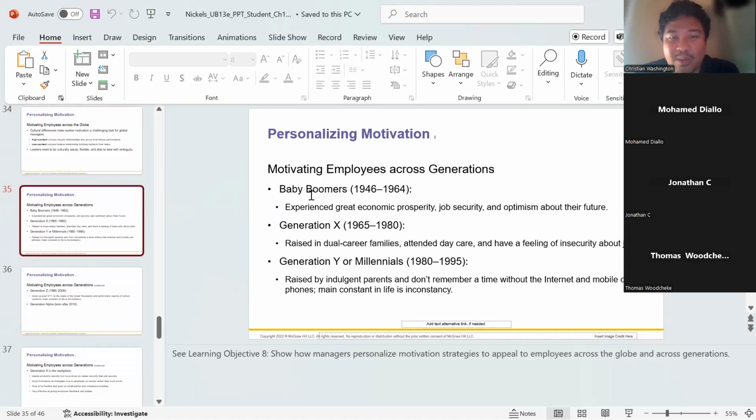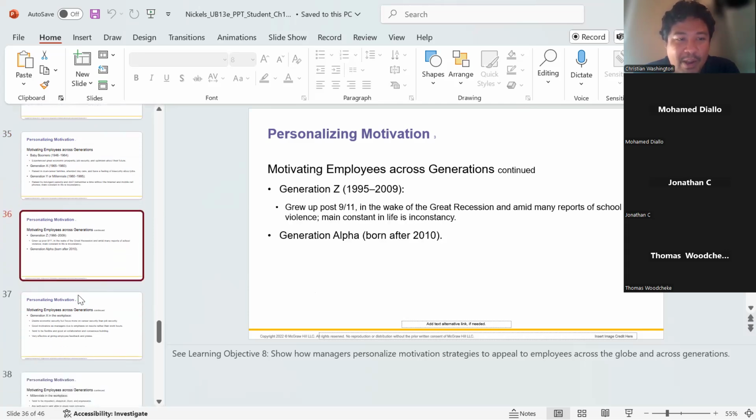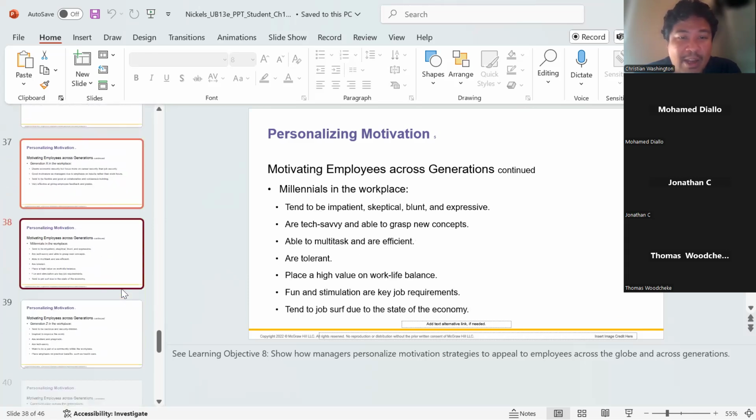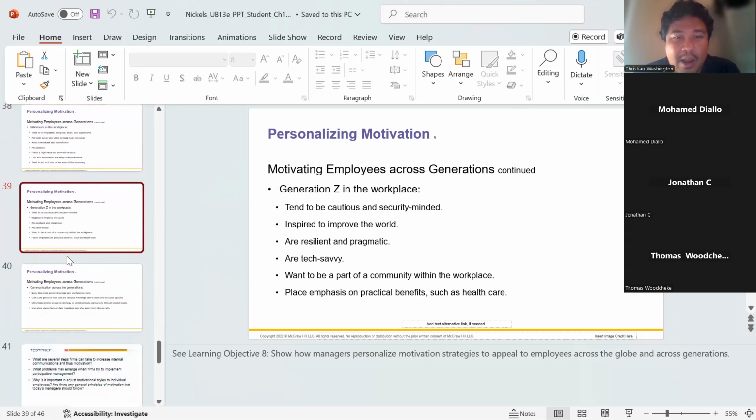So baby boomers are going to be different than Gen X, Gen Y, millennials, Gen Z. They're going to be motivated differently, right? This is all very stereotypical, by the way. Super stereotypical generalization there. Sometimes you need to talk to the people to understand the generation, to understand what they feel. So they talk about motivating Gen X, motivating millennials, what they are, who they are, characteristics.